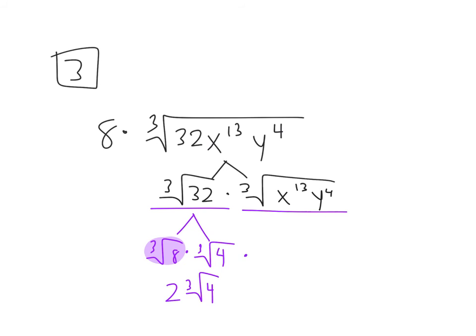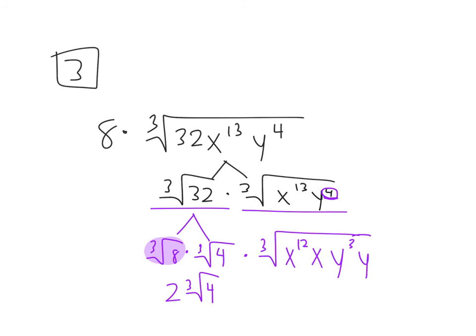Okay, so I need to split it up. X to the 13th, what is the biggest number that's closest to 13 that is divisible by 3? X to the 12th. X to the 12th times what gives me x to the 13th? X. And then y, I need to split that one up. The biggest number that is closest to 4 that is divisible by 3 will be y to the 3rd power. And y to the 3rd power times just y will give me that y to the 4th.